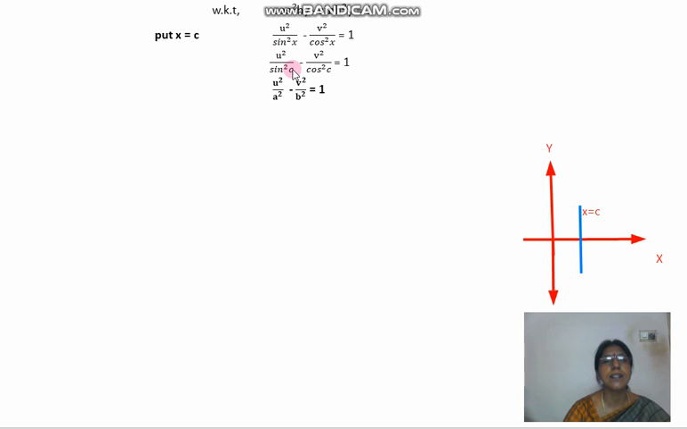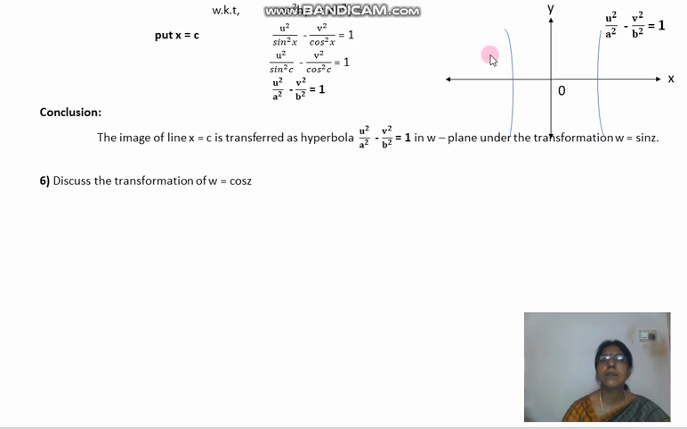Okay, c is any constant. Suppose you assume c is 30. Now what is sin c? 1 by 2. That means if c is constant, sin c is also constant. So you take it as a. Sin c is a, so sin² c is a². So the numerator is u² by a², minus, let cos c be b, cos² c is b². Now this equation becomes u²/a² − v²/b² = 1, which indicates, does anybody know this one? Which indicates a hyperbola. The diagram is like this. The hyperbola diagram is like this.